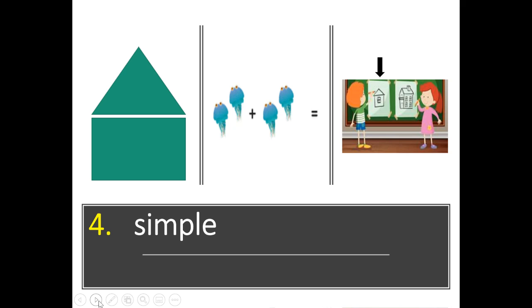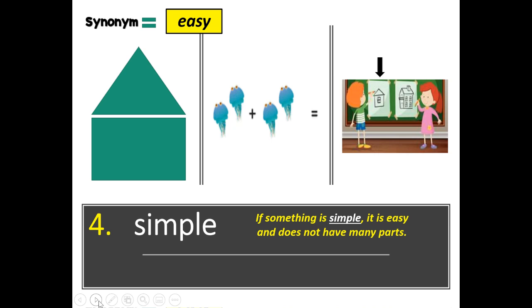show simple. Number 4 is simple. S-I-M-P-L-E, simple. What does simple mean? If something is simple, it is easy and does not have many parts. A synonym could be easy, E-A-S-Y, easy. Something that is simple can also be easy.